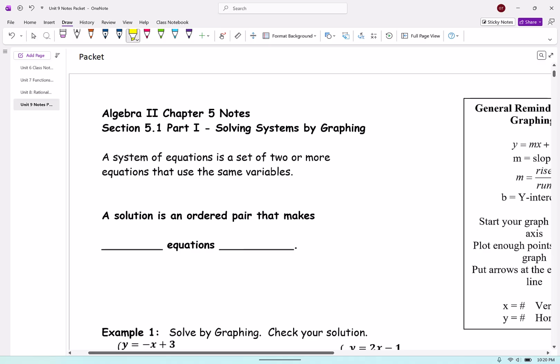A system is a set of two or more equations. Most we're going to deal with is three, so we'll do two for a few lessons, and then we'll hit three. They use the same variables, whether it's x and y or other variables, within each of those separate equations. A solution is an ordered pair, just an x and a y, that makes all equations true. That means if I put it in any of the given equations, it would be a true statement. You'll see that as we check some of these.